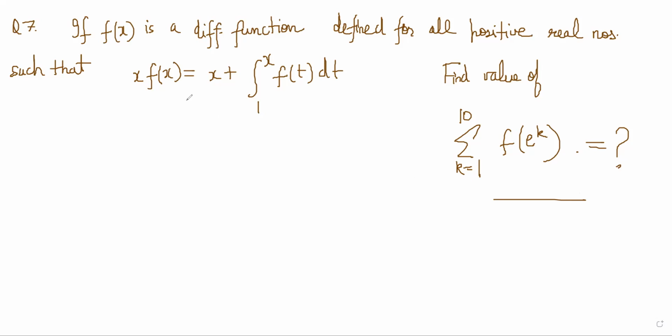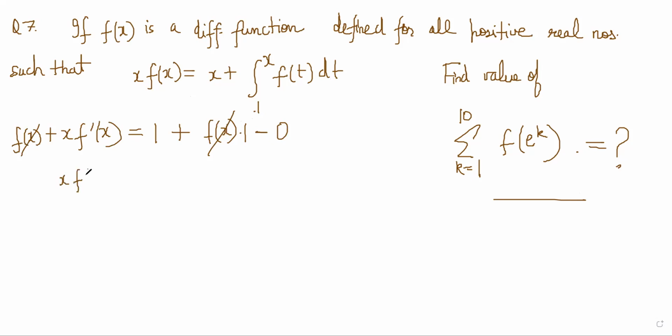It's the same idea that we just now did. I don't want to handle this integral. What should I do? Differentiate. So differentiate this side, it will become f of x plus x times f dash x is equal to 1 plus differentiation of this. So it will be f of x into the differentiation of x, minus f of 1 into the differentiation of 1, which will be 0. So this cancels. You get x f dash x is equal to 1, right?